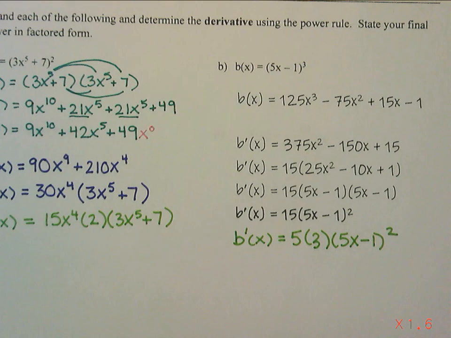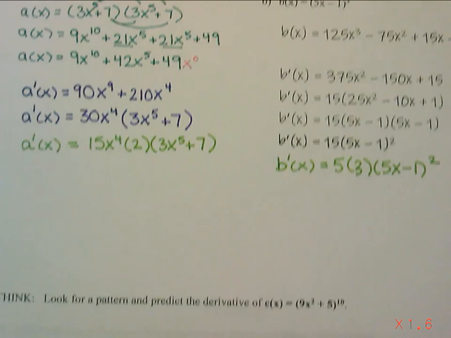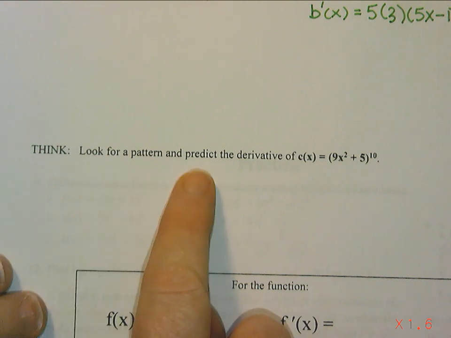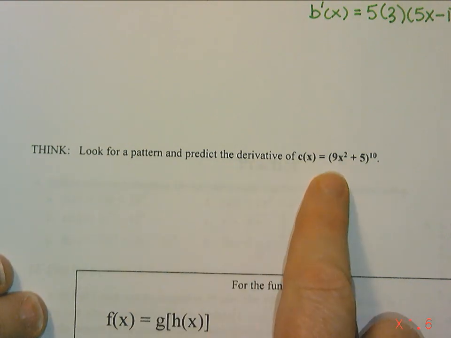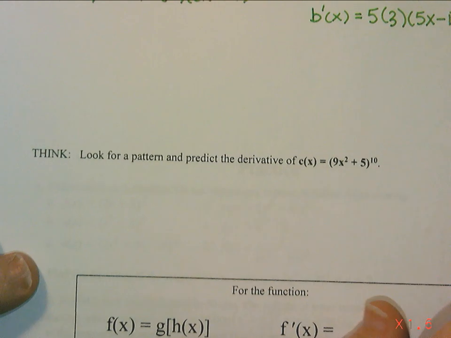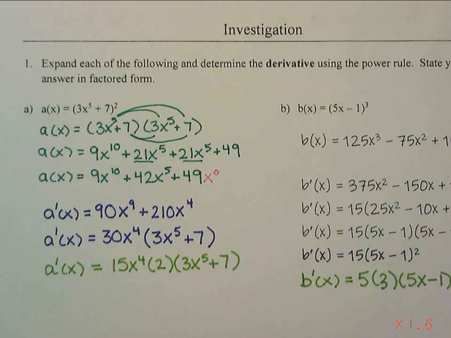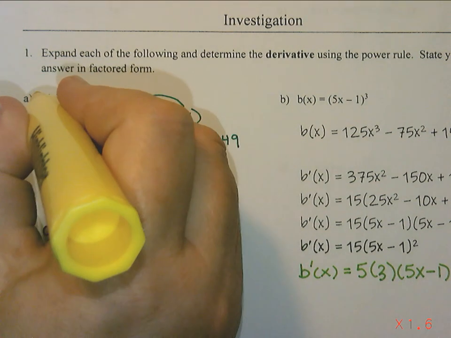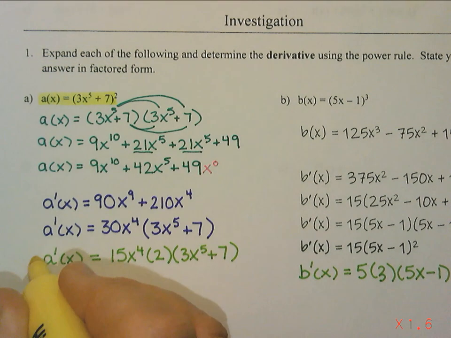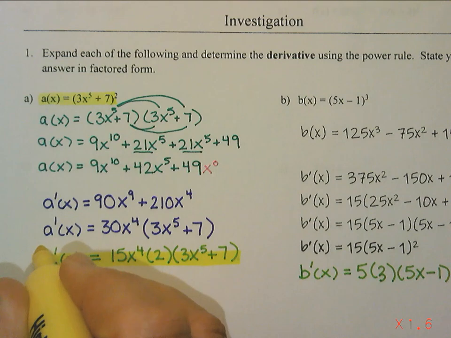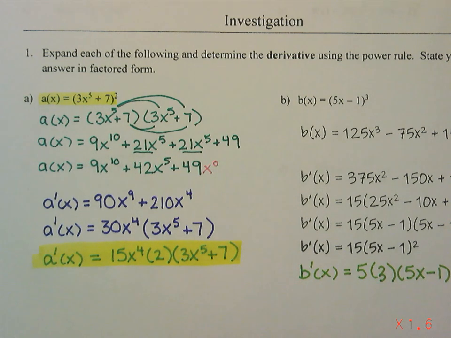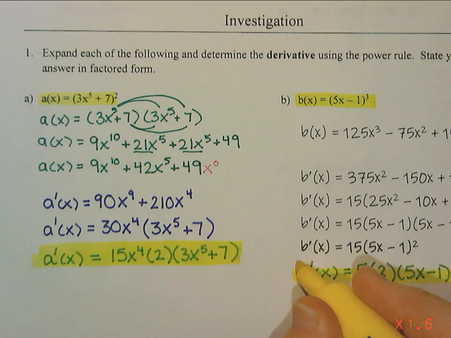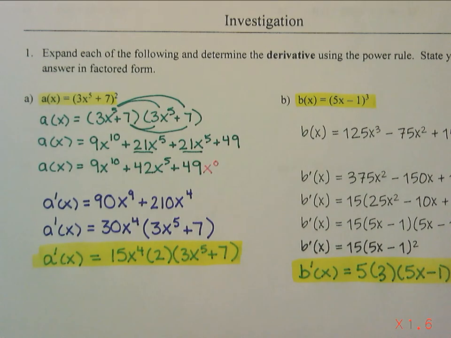Okay, so what I'm going to ask you to do, there is a little instruction down here. It says think, look for a pattern, and predict the derivative of c of x, which is (9x^2 + 5) to the 10. So what I'm going to ask you to do is, once this video is done, I would like you to look at the original function a of x and look at the derivative after I did that weird step where I broke up the first number. Look at b of x and look at that step that I added at the end. Do you see a connection?